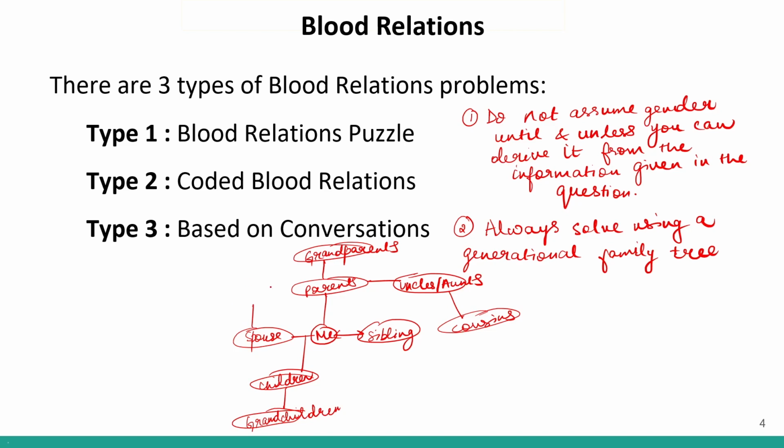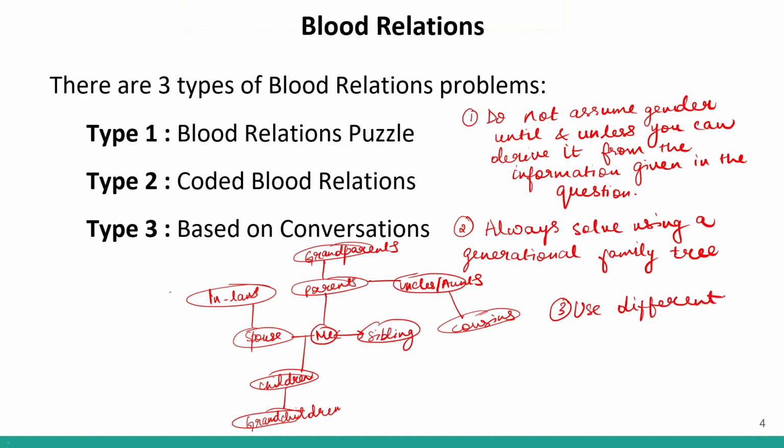Similarly, I can have parents of my spouse, so in-laws. And I can have my brother-in-law, sister-in-law, those kind of relations. So drawing a generation wise family tree will help you in identifying the relationships easily. It will make the work easier for us. So I will suggest always to draw a family tree or a family chart generation wise to understand the concept.